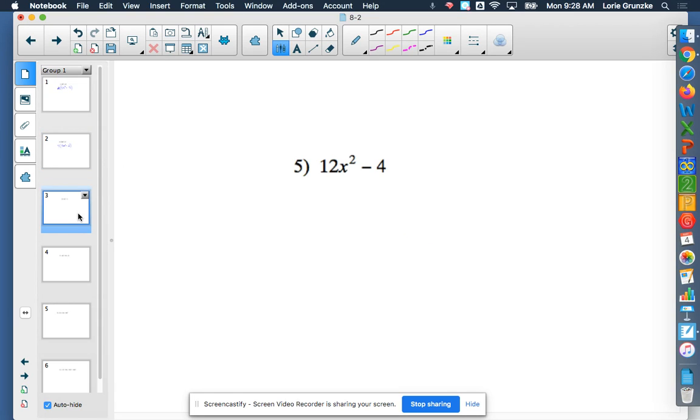Next one, number 5. Look at the 12 and the 4. What number could you take out of both of those? Try it.